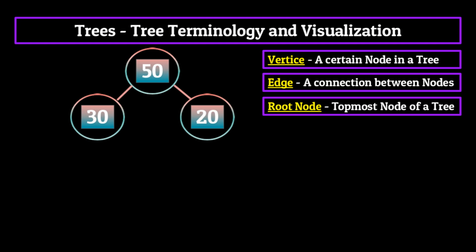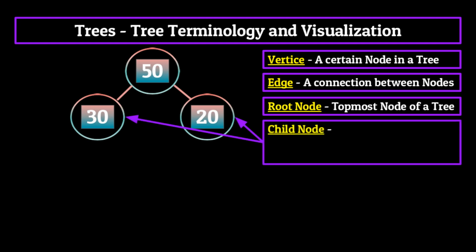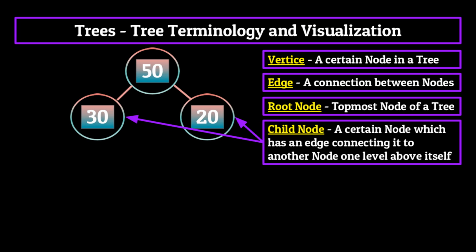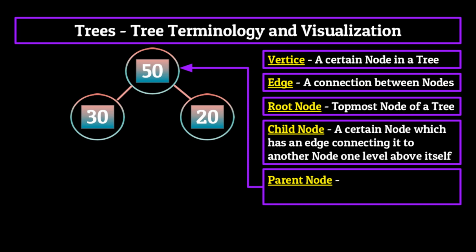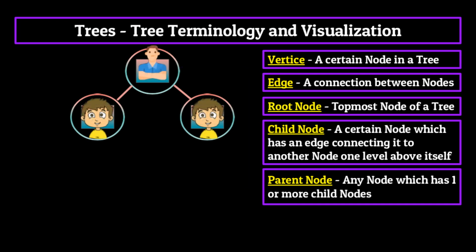These two nodes we just added are what's known as child nodes, since they are both connected to the node containing the integer 50. Child nodes can thus be defined as a certain node which has an edge connecting it to another node one level above itself. Vice versa, the root node, the vertice containing the integer 50, is now what's called a parent node to these two child nodes. Thus, we can define a parent node as any node which has one or more child nodes. Think back to our family tree. If we were using people instead of integers, it'd make perfect sense that the nodes directly connected to each other have some sort of familial relationship.